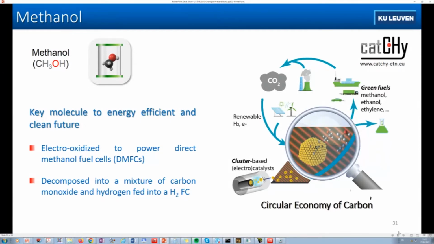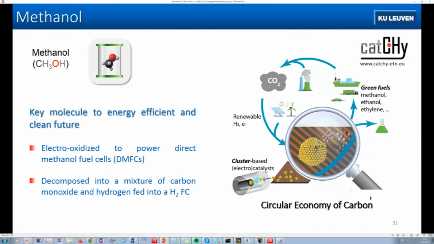This is a very hot topic now, and we have this new ETN CACHI. You can have a look at the website. There are 14 students working on this topic. So the idea is to transform CO2 into ethanol, ethylene, or methanol, but by two ways. Either it could be by hydrogenation, thermocatalyst, or by electrocatalyst. So there are two ways, so there are people working in two different directions.